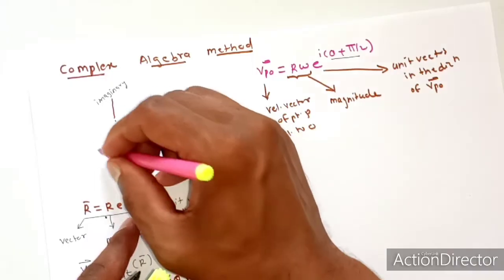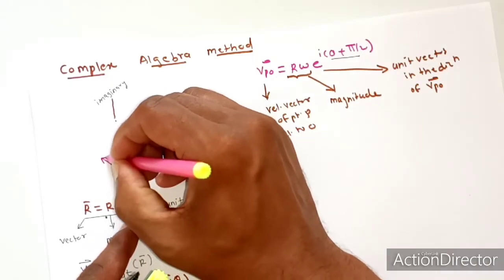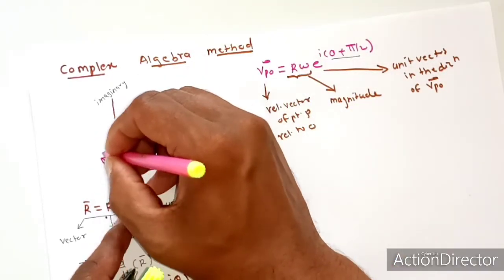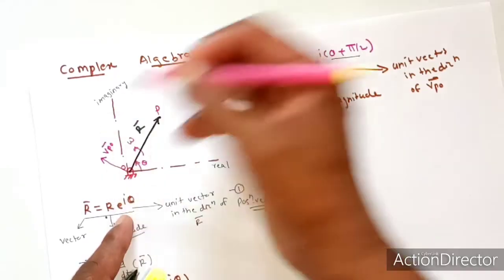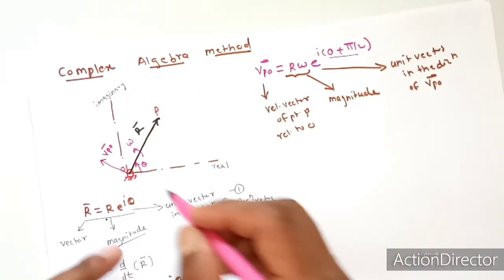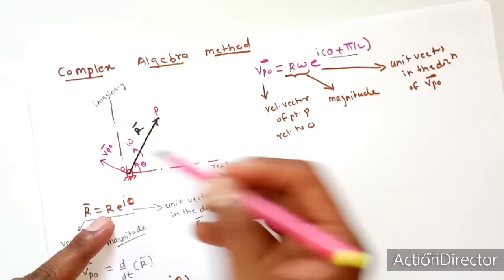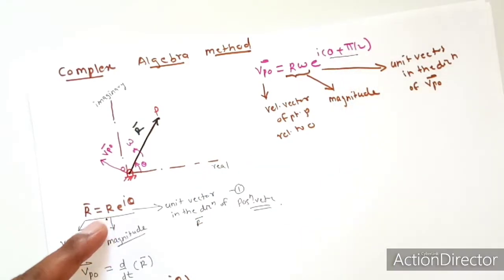Theta plus pi by 2. So this is the velocity vector, at theta plus pi by 2. This is the direction of linear tangential velocity of P relative to O, as indicated by this equation.